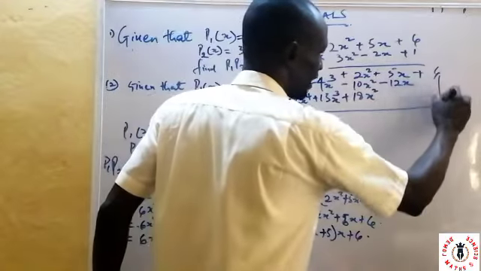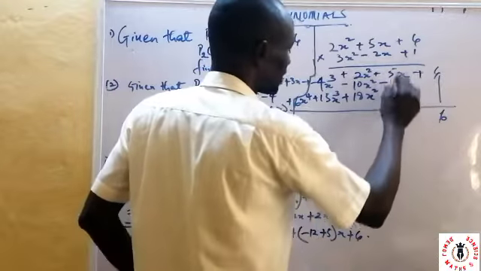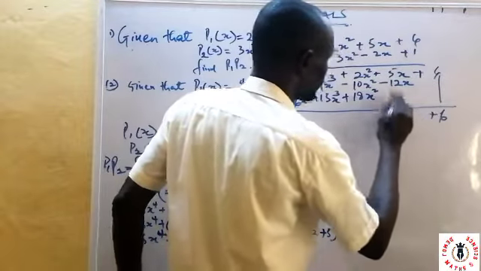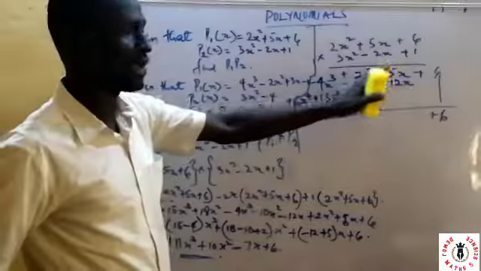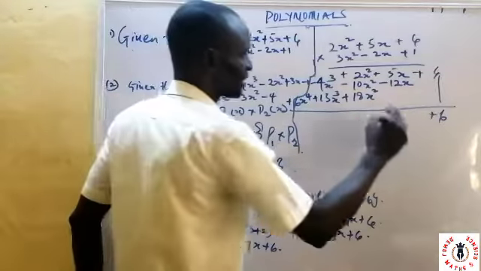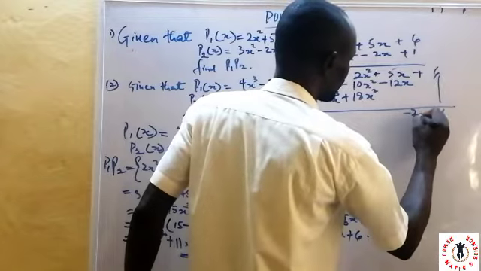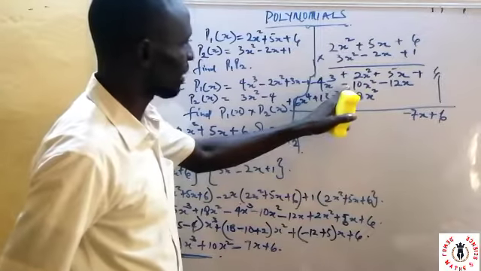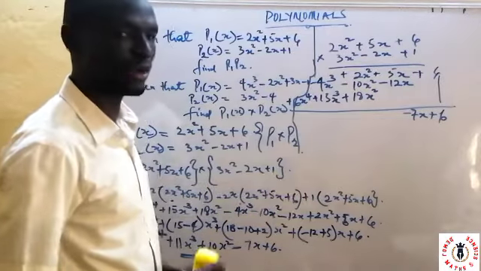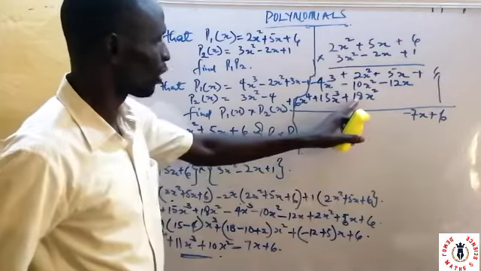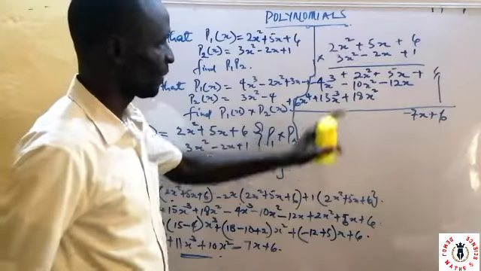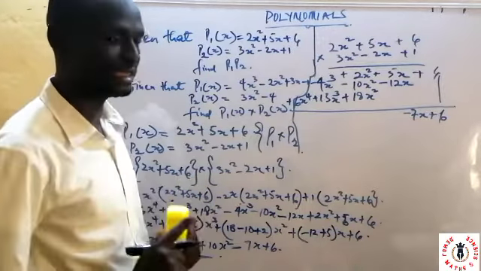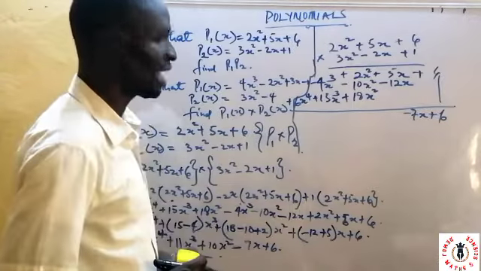Now, this 6 comes down here to become 6. Plus 5x minus 12x, that's minus 7x. Plus 2x squared minus 10x squared, that's minus 8x squared. Plus 18x squared. Remember, this is plus 2x squared minus 10x squared, that's minus 8x squared. Plus 18x squared.